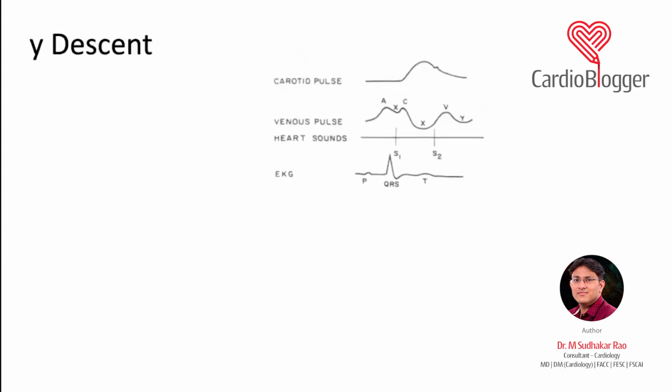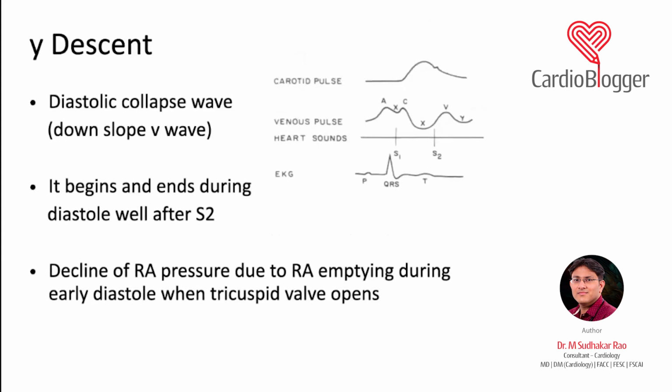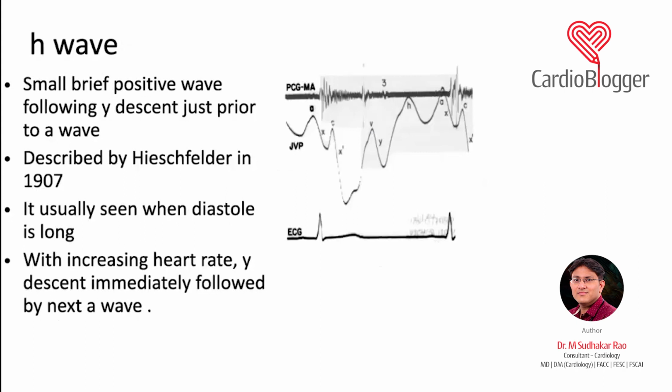And then comes the Y descent. It is also called a diastolic collapse wave. Why? Because the tricuspid valve opens and all blood from the RA in early diastole comes to the RV. It begins and ends during the diastole, well after the S2. It is the decline of RA pressure due to RA emptying during early diastole when the tricuspid valve opens. That is why in tricuspid regurgitation it becomes prominent, because all the blood in the RA has to come to the RV, and that is why you get a prominent Y descent in tricuspid regurgitation.